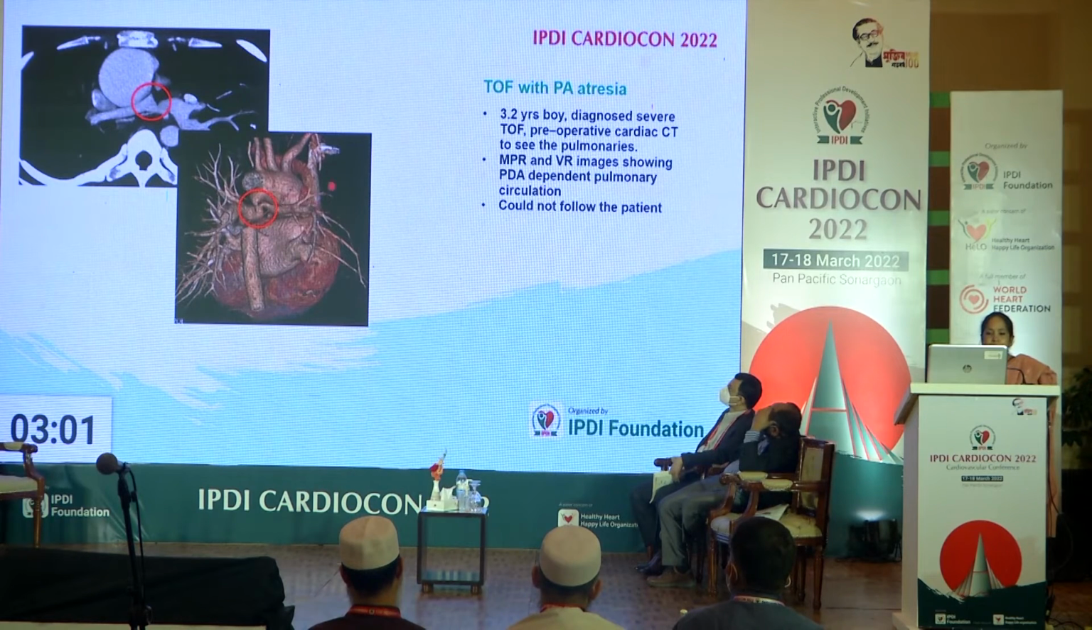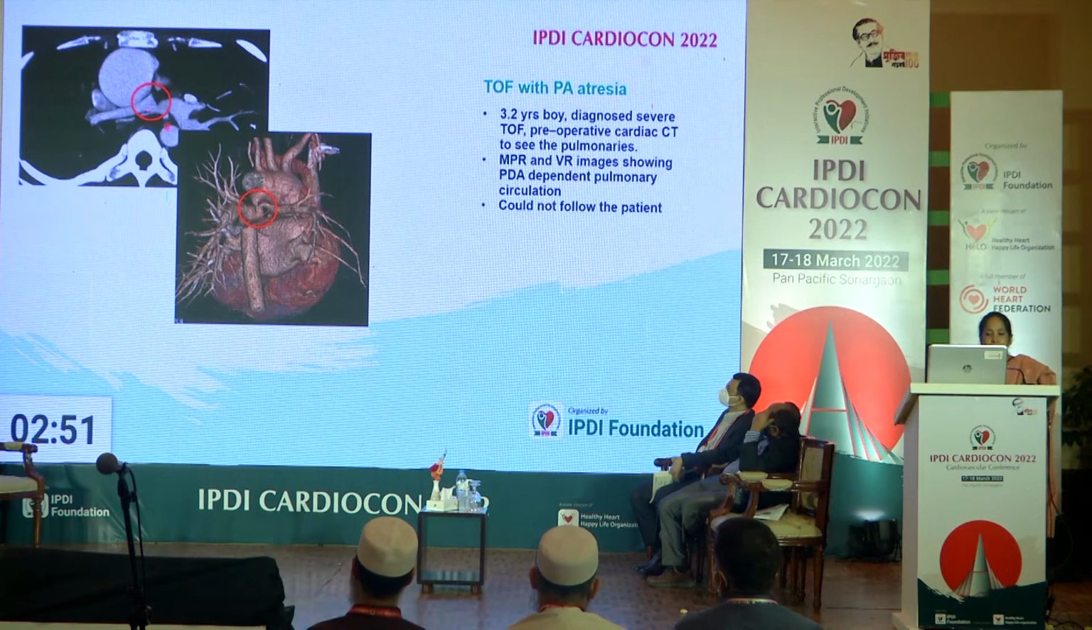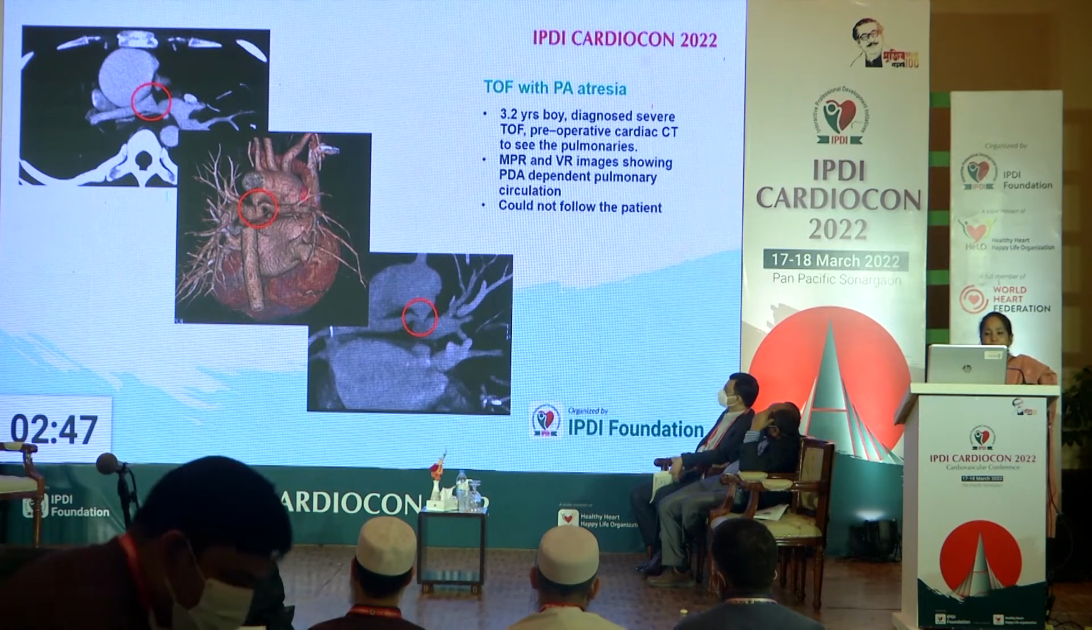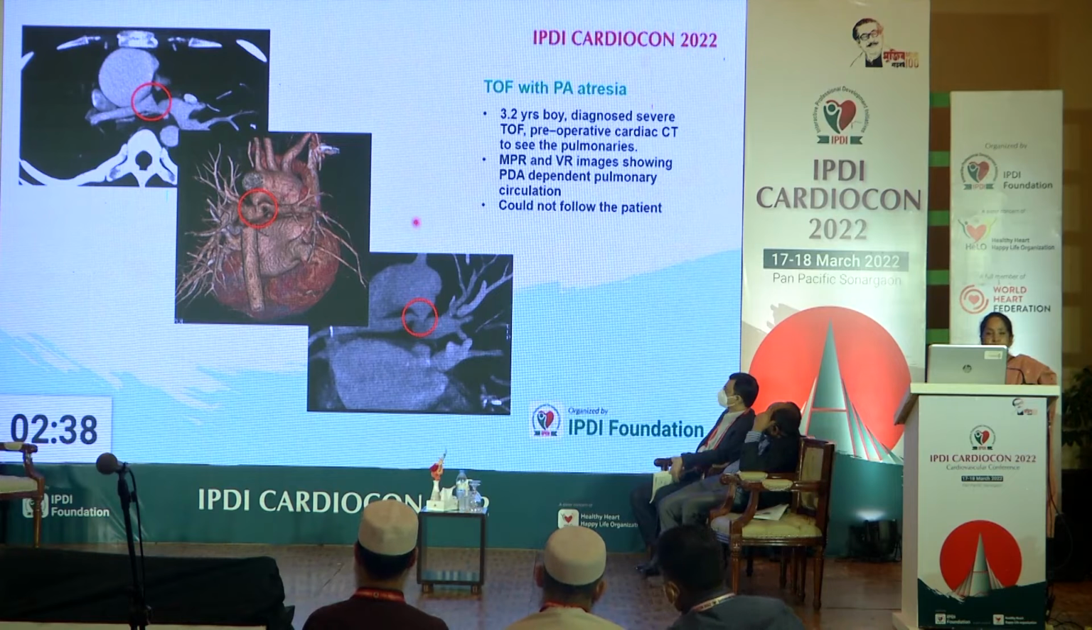Here is another case. You can again appreciate the small confluent pulmonary arteries without any main pulmonary artery, and the ascending aorta is quite big with a small descending aorta. The lung is supplied by a large PDA from the distal aortic arch to the LPA. So this is TOF with pulmonary atresia and PDA dependent.